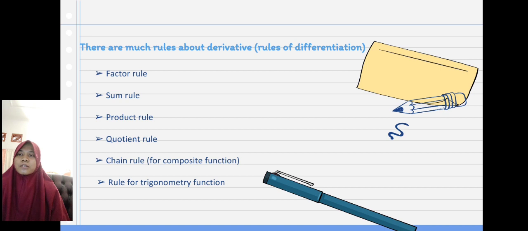There are many rules about derivative, or rules of differentiation. 1. Factor rule. 2. Sum rule. 3. Product rule. 4. Quotient rule. 5. Chain rule, for composite functions. And 6. Rules for trigonometric functions.